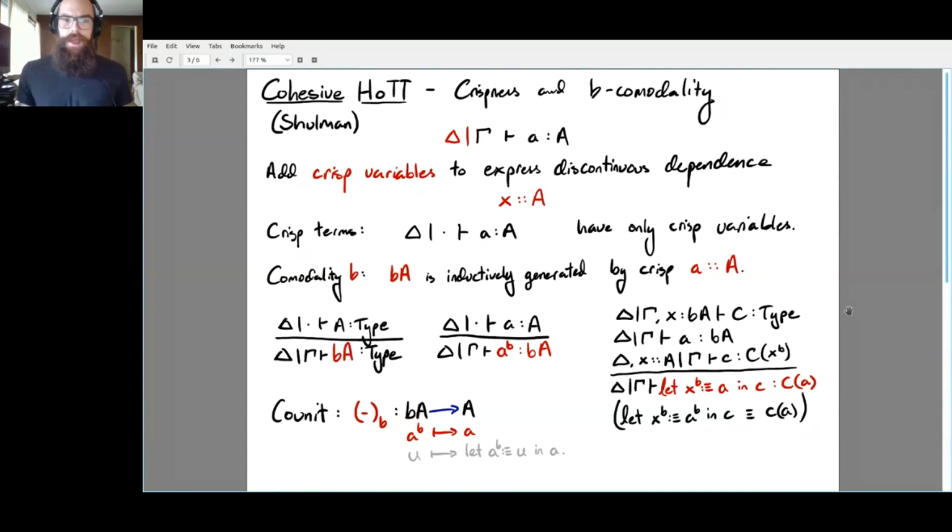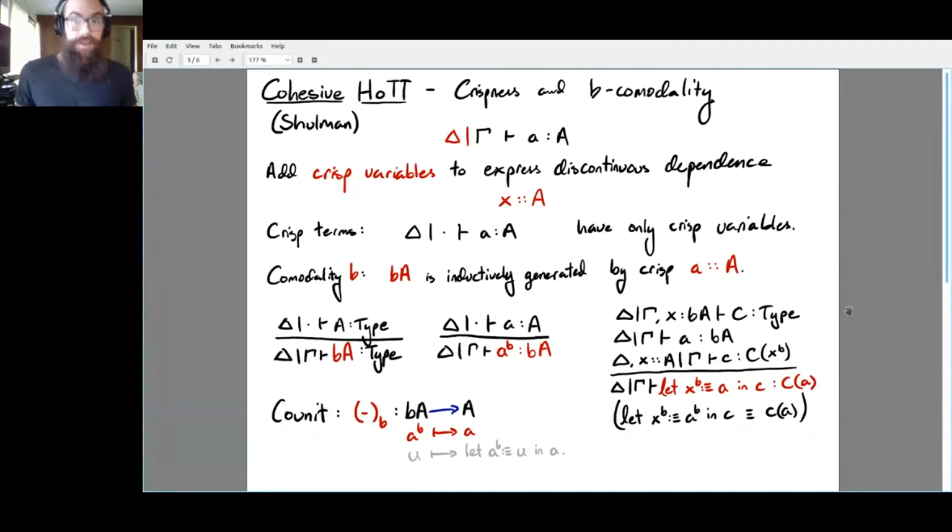It says that if we have a type C, which depends for its definition on a cohesive or regular variable of type flat A, and we have a term in flat A, and if we would have a term in the type C depending on a crisp variable of A, then we can pattern match or inductively define a term sitting over the actual term of flat A.